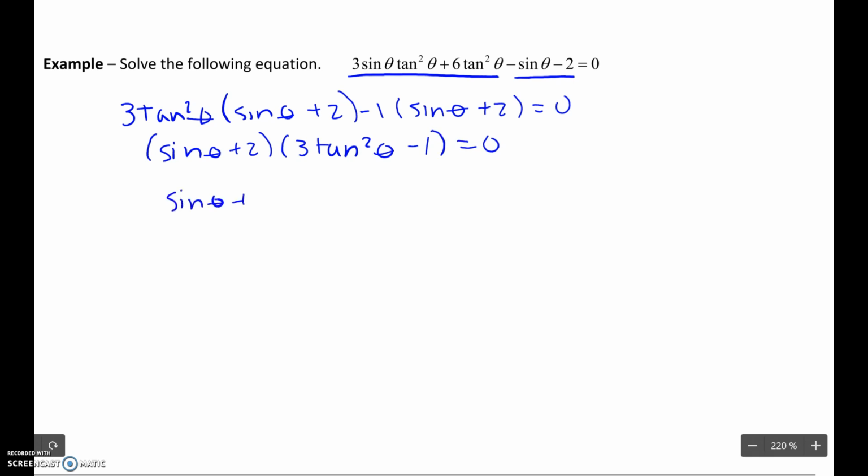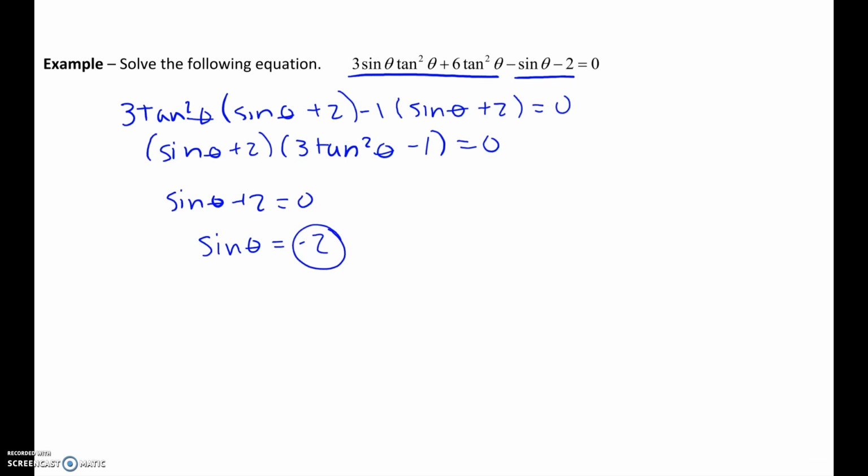So sine theta plus 2 equals 0 means your sine of theta equals negative 2. Think about that. That can't ever happen, right? Because you can't have this number bigger than 1 or less than negative 1. So it's less than negative 1 right here. So this one is not going to happen.